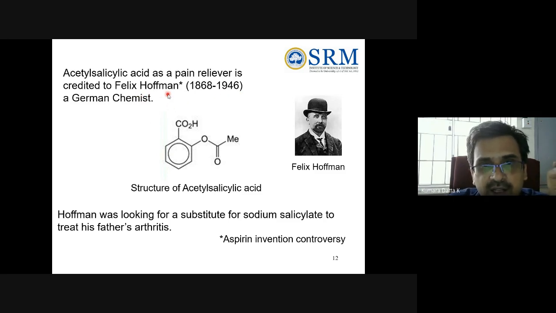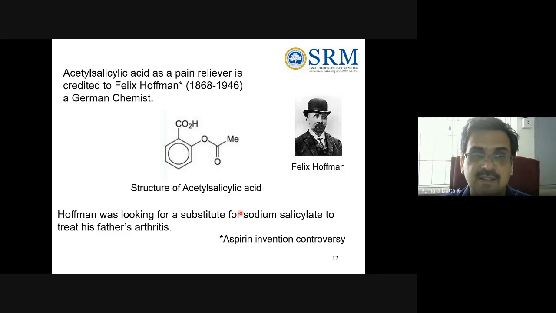Felix Hoffmann, a German chemist, made acetyl salicylic acid. He was looking for a substitute for sodium salicylate, COONa. His father had arthritis, so in order to treat his father's arthritis, he looked for a sodium salicylate substitute.